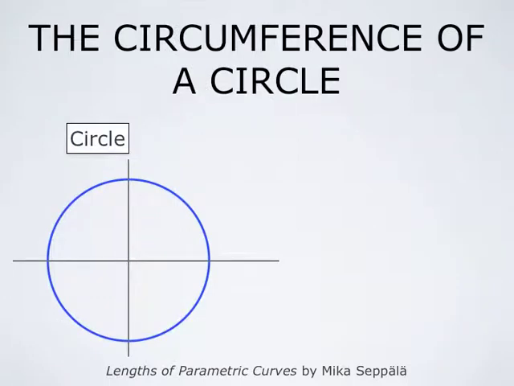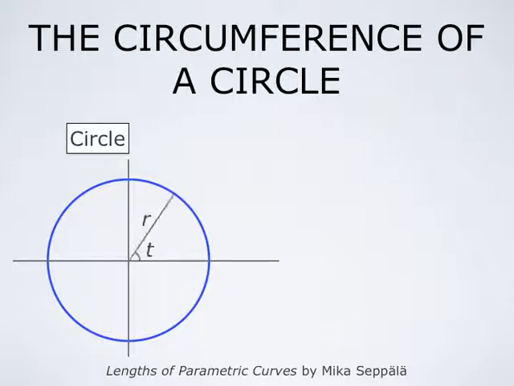We use this arc length formula to compute the length of a circle of radius r. There is nothing new in the result as such. We know that the length is 2 times pi times r, but it may be of interest to see how this can be computed by using the formula for the length of a parametric curve. In order to use that formula, we first have to find a parametrization for a circle.